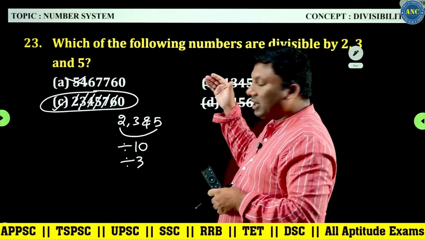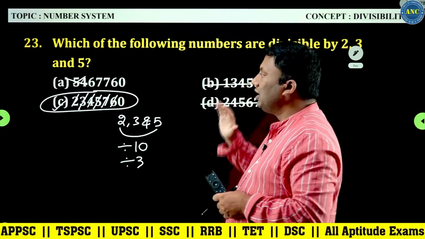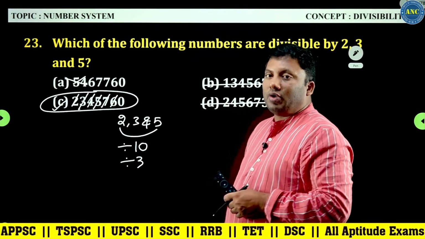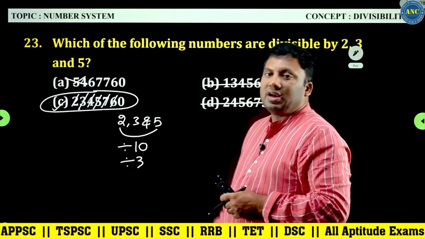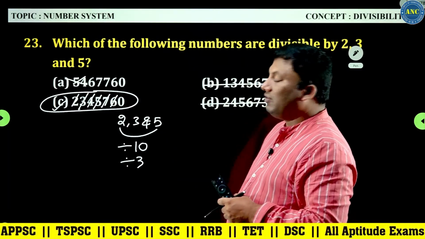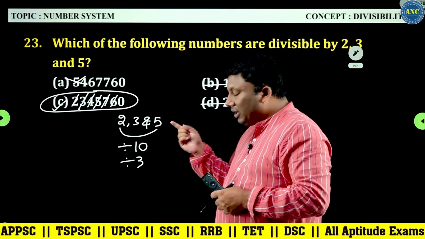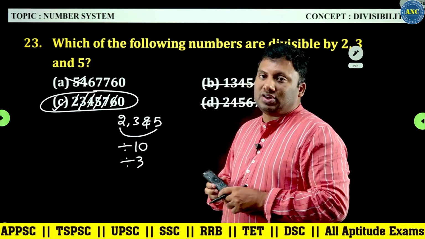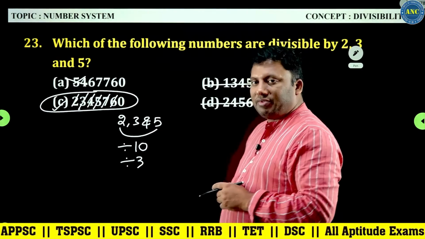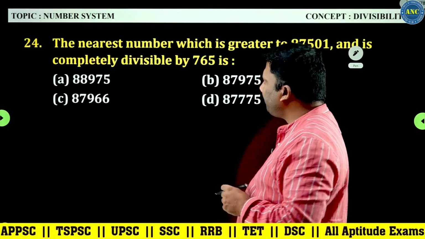Which of the numbers are divisible by 2, 3 and 5? Numbers divisible by 2 and 5 should have unit digit 0, because it is divisible by 10. And the number should be divisible by 3, so the sum of the digits should be divisible by 3.